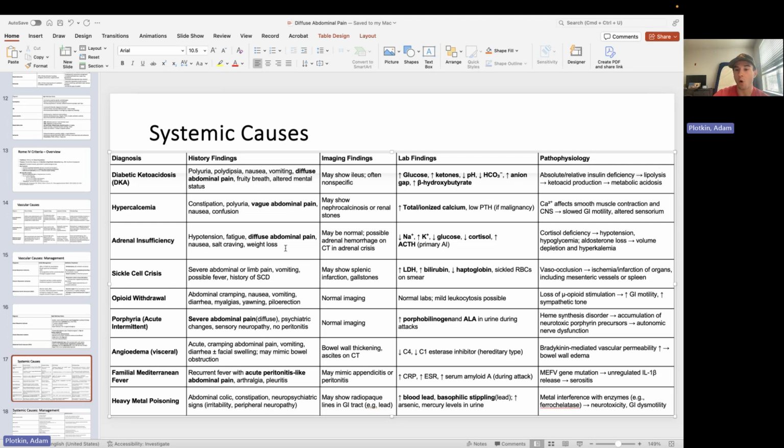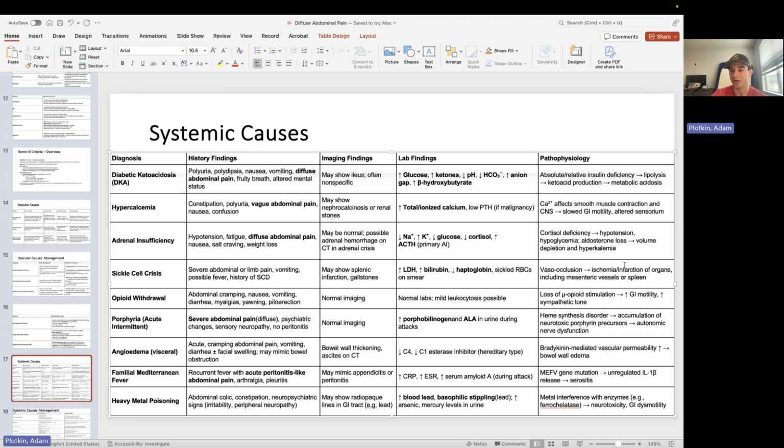Adrenal insufficiency, I did a whole lecture on adrenal insufficiency. It's my one titled Waterhouse-Friderichsen syndrome, so I'm not going into too much of it now. But we could see hypotension, fatigue, diffuse abdominal pain, nausea, salt craving, and weight loss. Really, we're going to see low sodium, high potassium if it's primary, low glucose, low cortisol, elevated ACTH in primary, low ACTH in secondary. I go through this entire workup in that Waterhouse-Friderichsen syndrome lecture, so go watch that one.